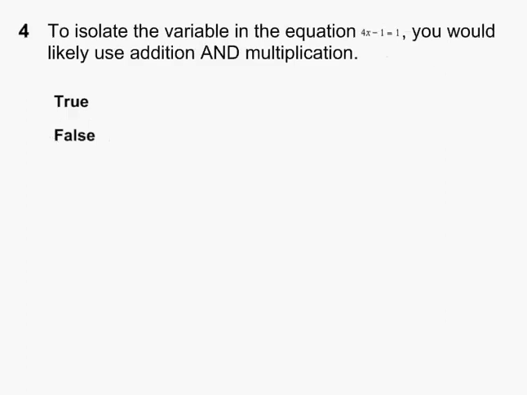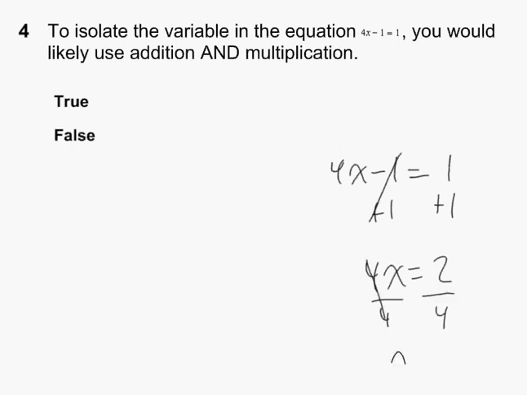In question 4, to isolate the variable in the equation 4x minus 1 equals 1, you would likely use addition and multiplication. Well, for sure, I would use addition to get rid of the constant. But the problem is, on the next step, I would not use multiplication. I would actually use division. And because I would use division, it's false, and I would have to change that to division.